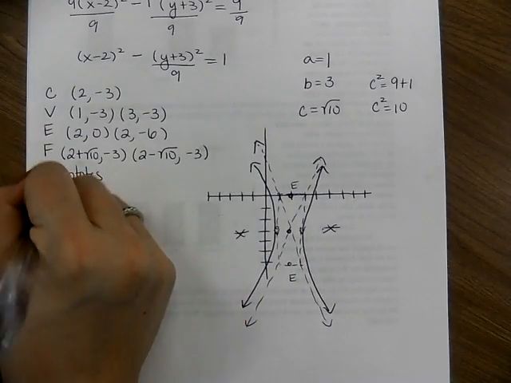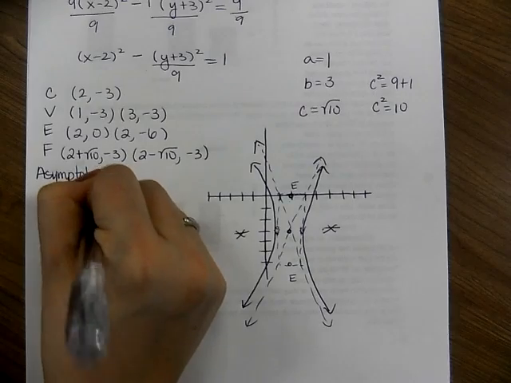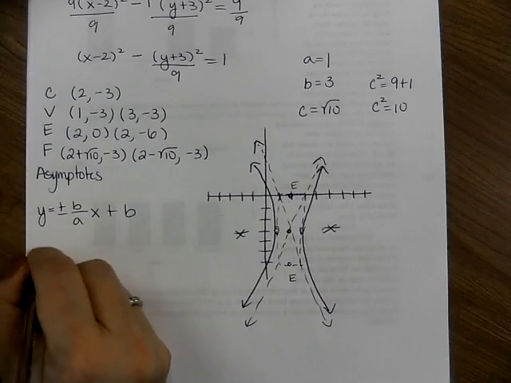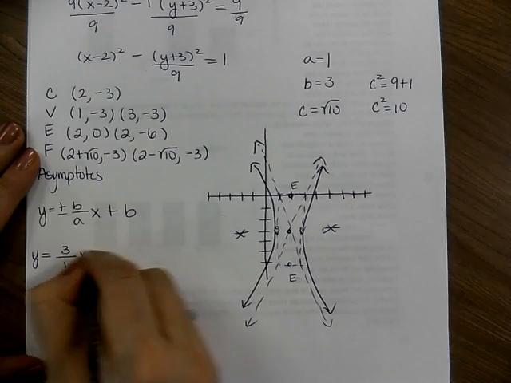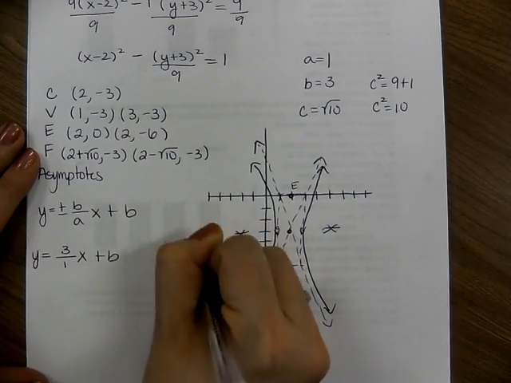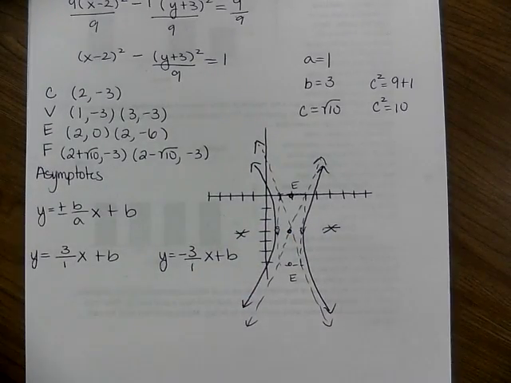So this time when I set this up, it's going to look like y equals plus or minus B over A, x plus b. These b's are not the same. Not ideal, but, you know, it's fine. Okay, so I'm going to start with y equals 3 over 1 times x plus b. And I'm also going to have y equals negative 3 over 1 x plus b. Do you understand where those come from?